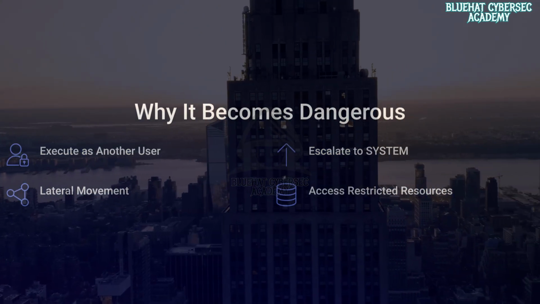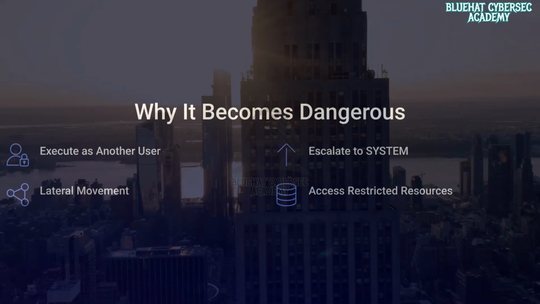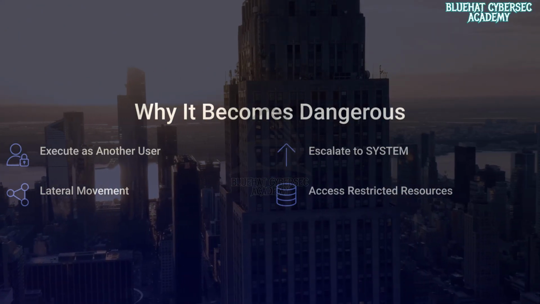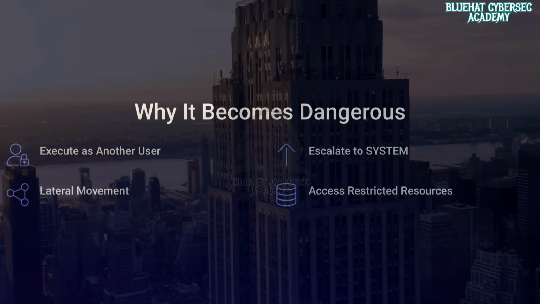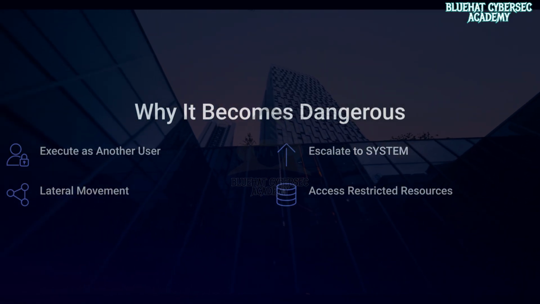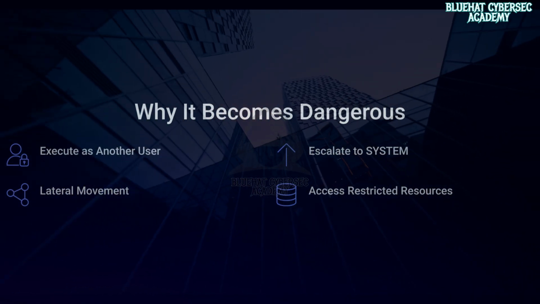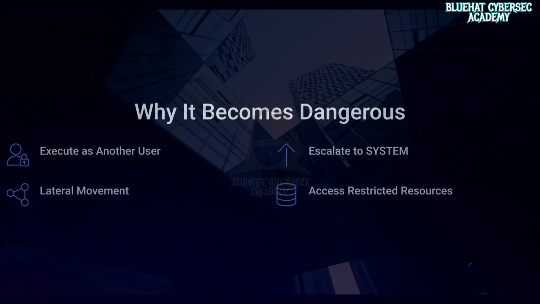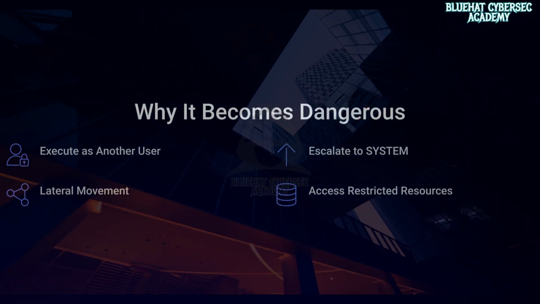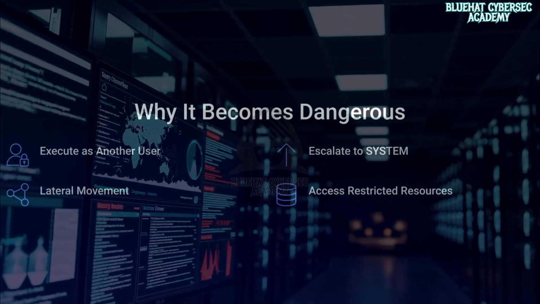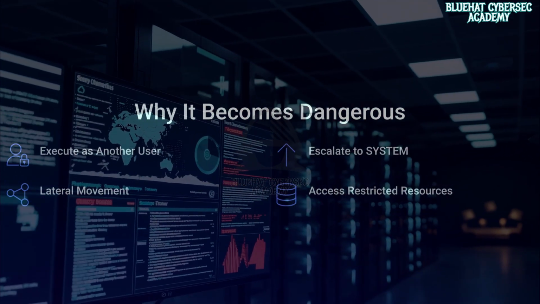Because once an attacker can manipulate or abuse tokens, they gain the ability to execute actions as another user, escalate privileges all the way up to system level, move laterally across a network, and even access restricted files, databases, or credentials. This is why token abuse is considered a critical link in many Windows privilege escalation chains.